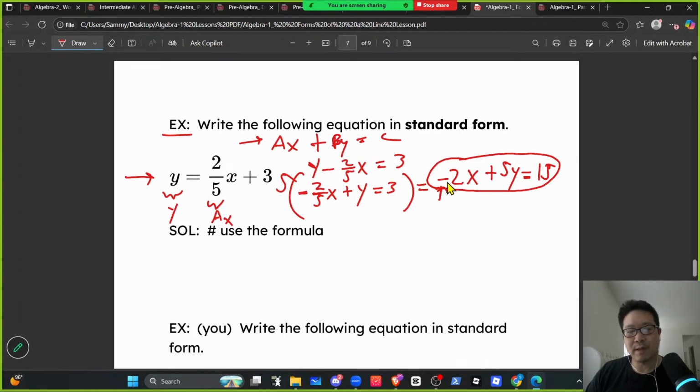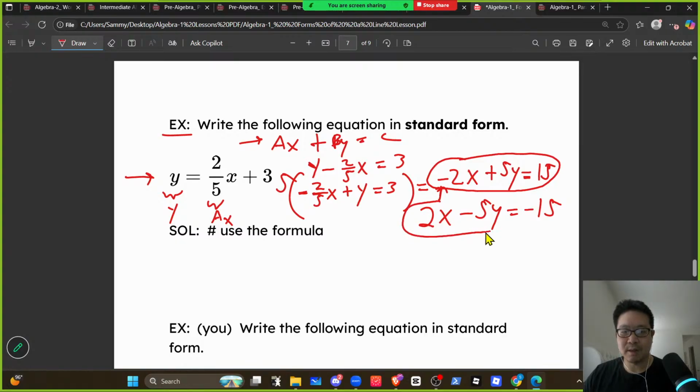So how would I get rid of that negative? You either multiply or divide both sides by negative 1. When I do that, the signs flip. So negative times a negative is a positive, and I get 2x minus 5y equals negative 15. Some teachers are going to want this, where I've gotten rid of the negative in front of the 2 by multiplying both sides by negative 1.